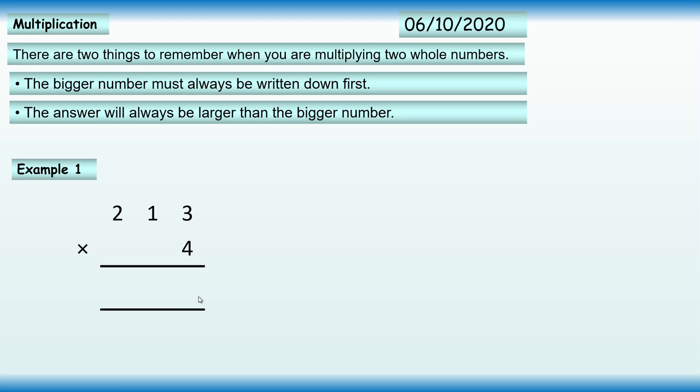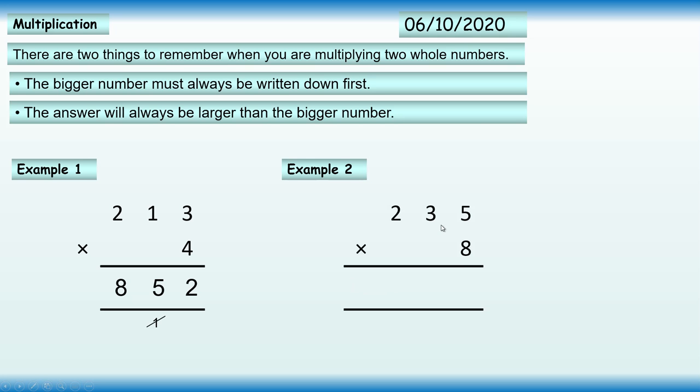4 times 3 is 12. So I put my 2 down here, carry the 1. Still looks like 12. 4 times 1 is 4, plus the 1 there is 5. Make sure we cross the 1 out. And then we do 4 times 2. So we've done 4 times everything. Good. Let's have a look at this example here.